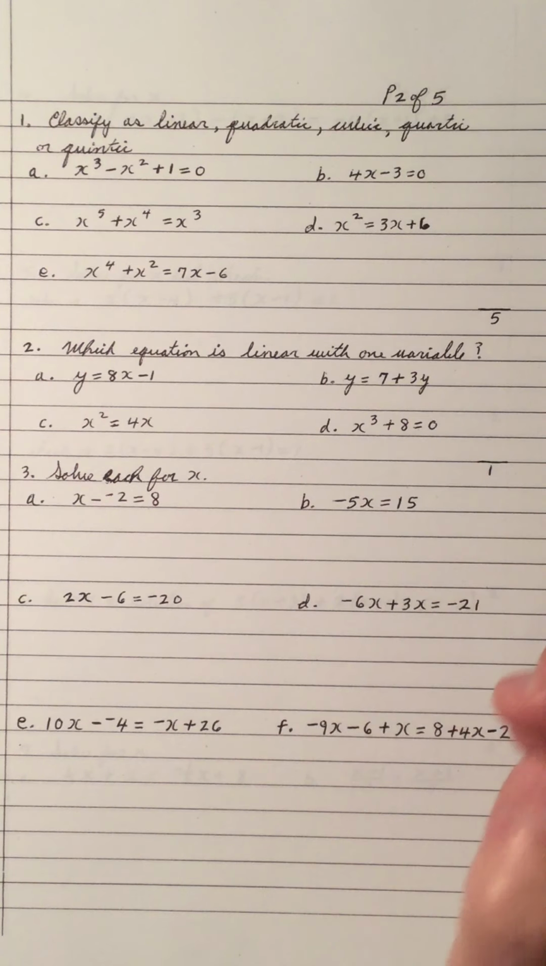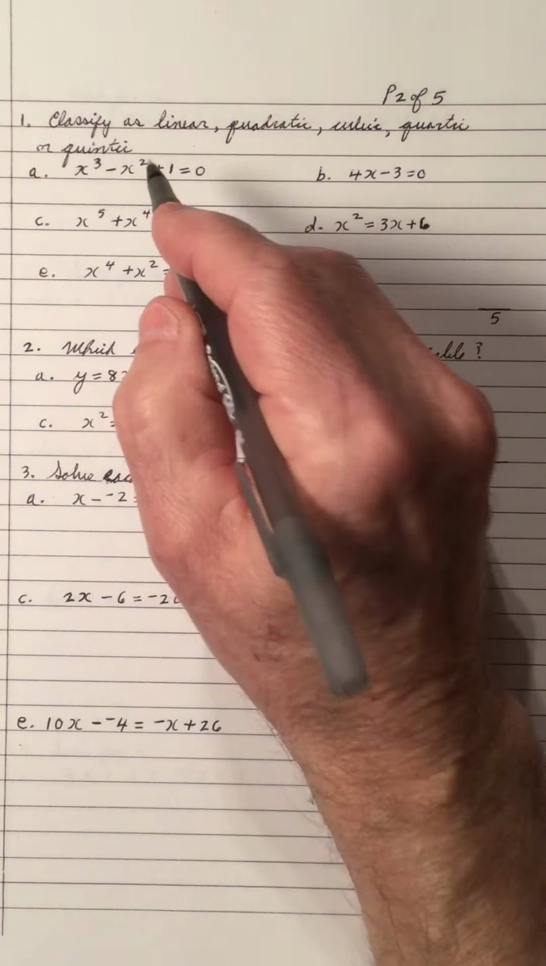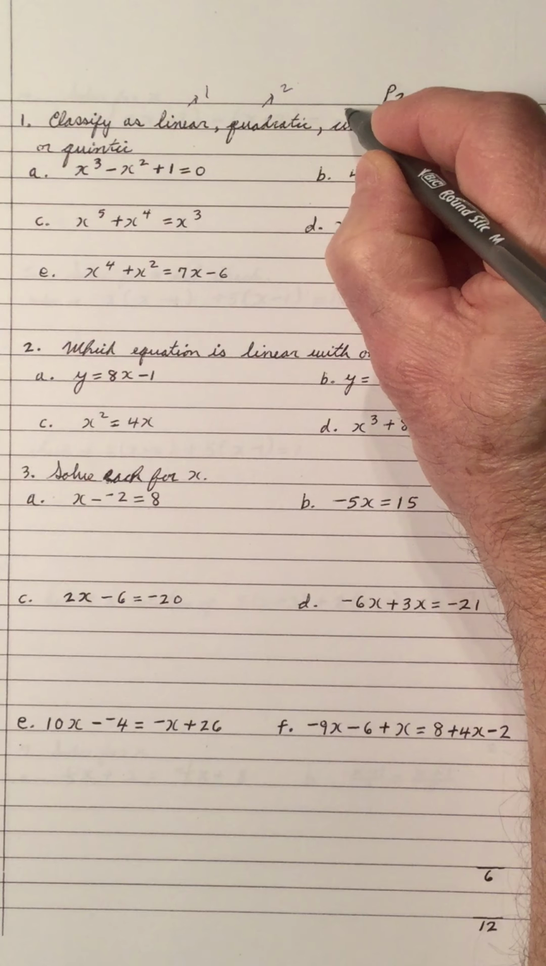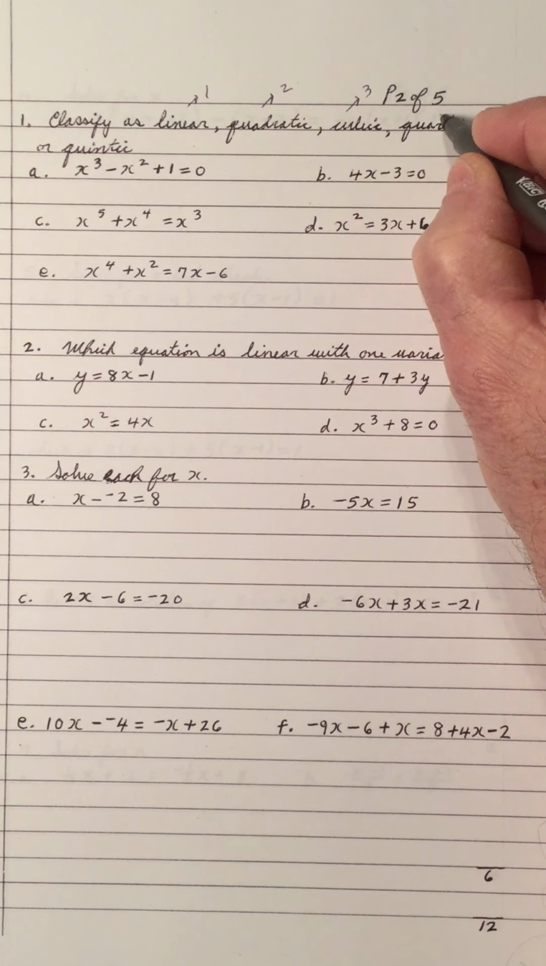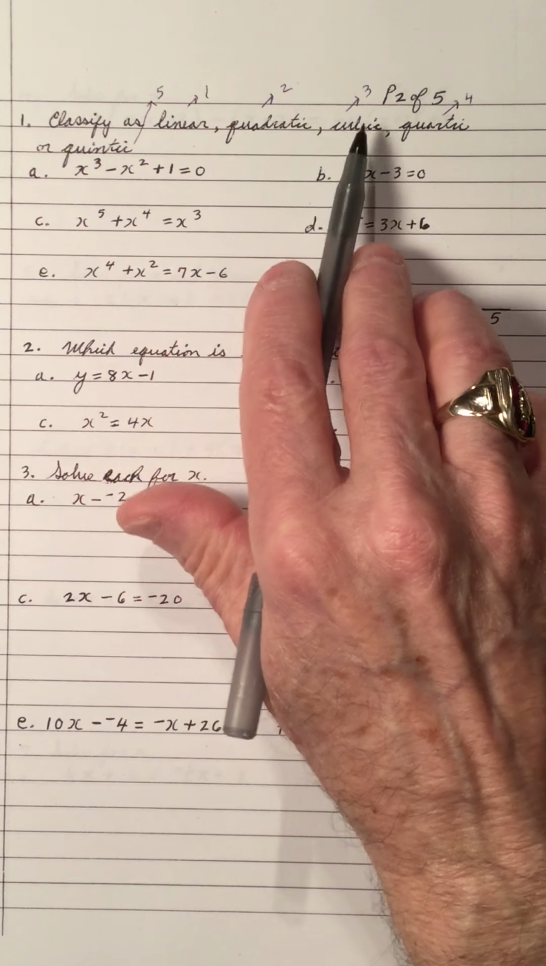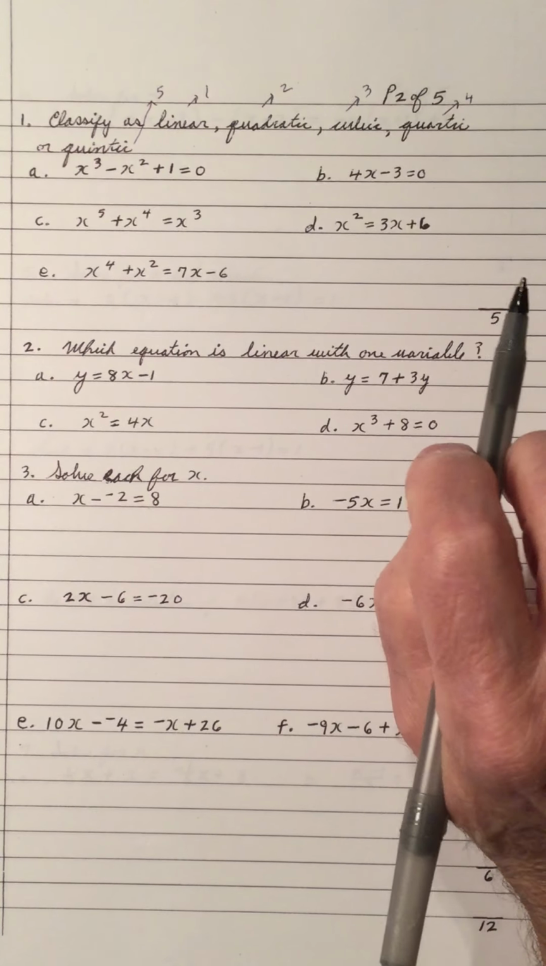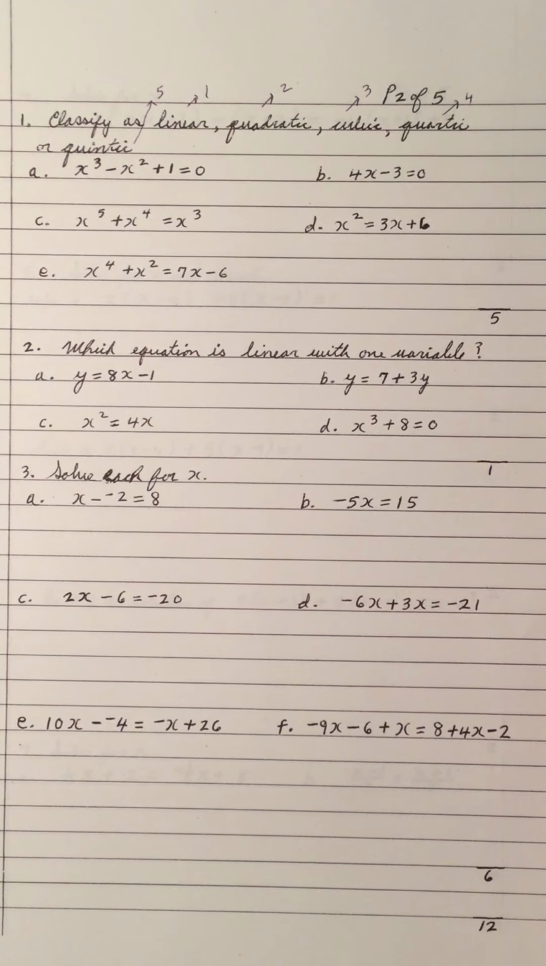Let's start. Classify as linear, quadratic, cubic, quartic, quintic. Linear is degree 1, quadratic is degree 2, cubic is degree 3, quartic is degree 4, and quintic is degree 5. Now, in this video, this unit, we're doing linear equations. The quadratics, the cubics, the quartics, the quintics will come as the grades go by, or as math increases in levels.